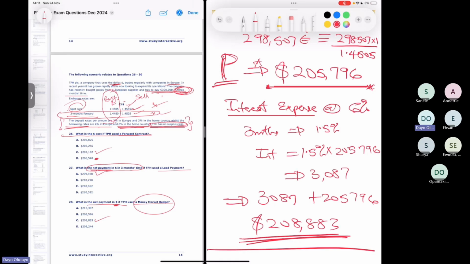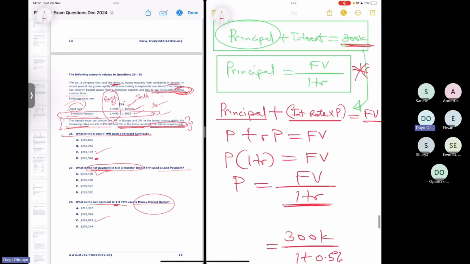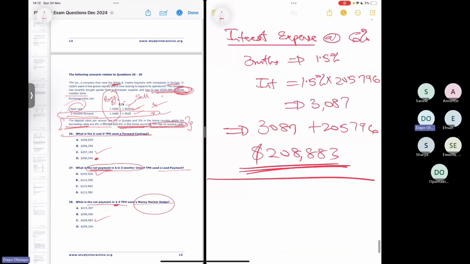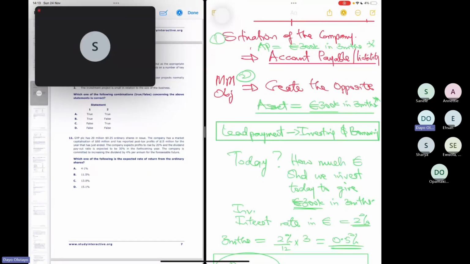This type of money market hedge is the most difficult money market hedge you can have. If it was a receipt, it would be easier because you are receiving foreign currency assets. All you need to do is just borrow a foreign currency liability and they will match up, and that calculation will be much easier. But please always follow this process. Don't look for shortcuts. This is the way to simplify it for you. Understand it and practice with it, and you should be fine.